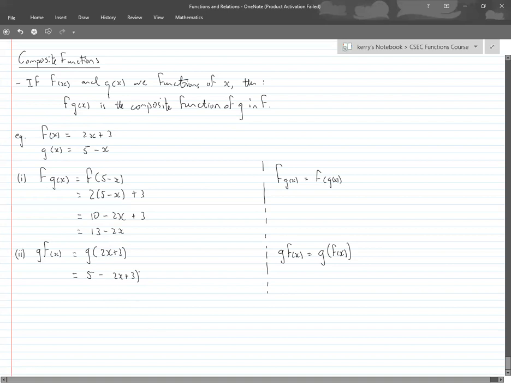I know you notice I put the brackets. Now, a lot of people will just do this: they will change x to 2x plus 3 and not put the brackets. Whenever you substitute, you need to put the brackets, and let's see why.